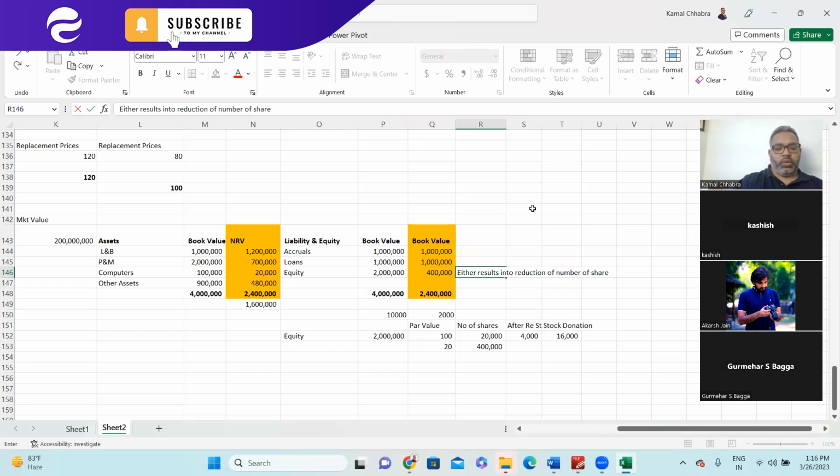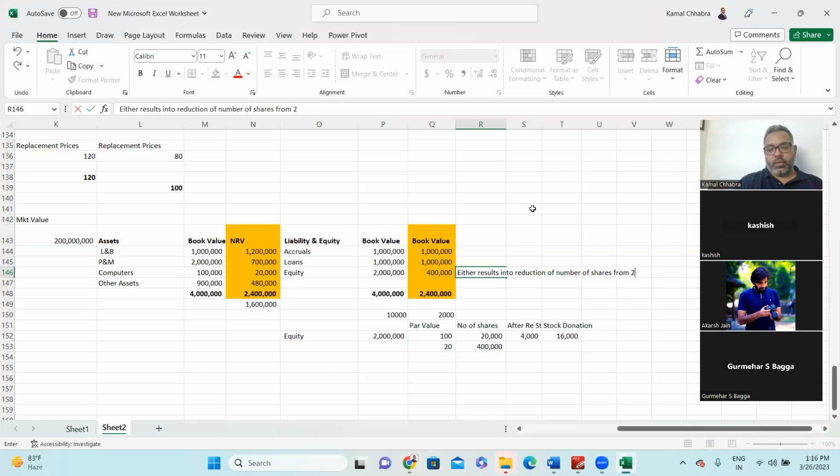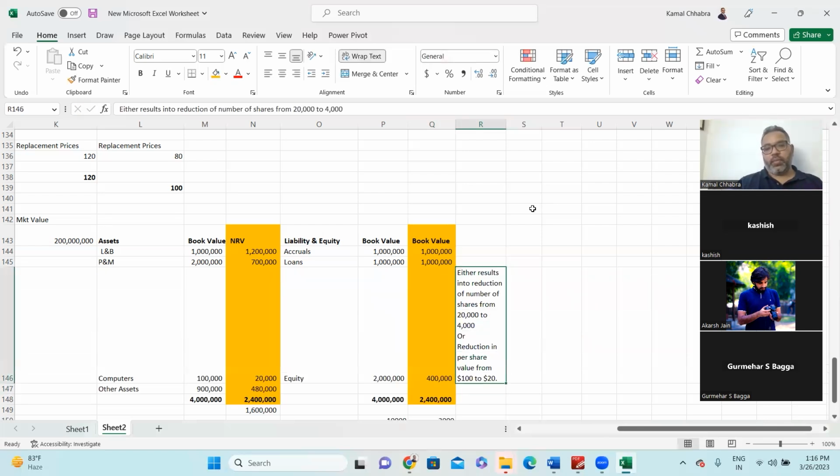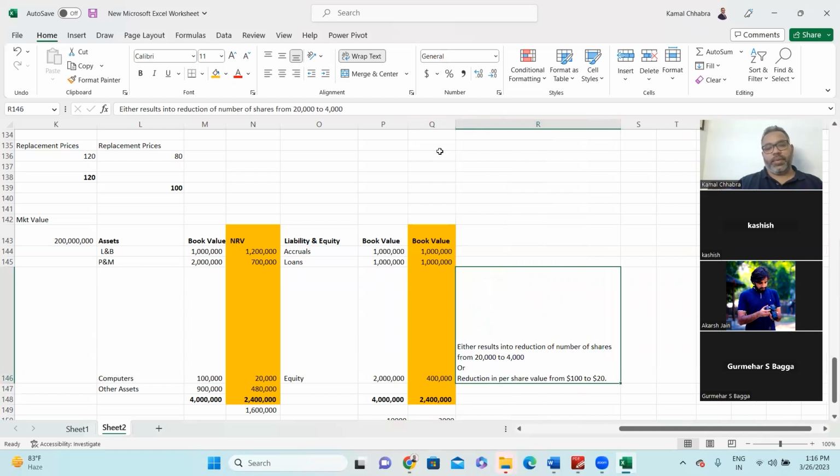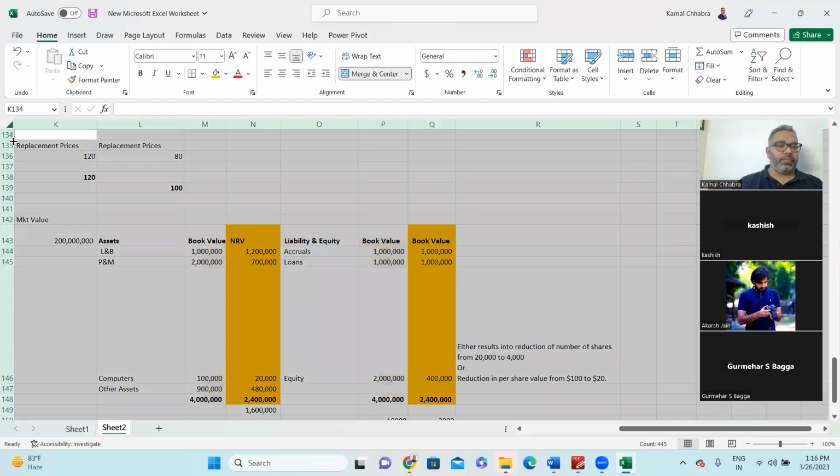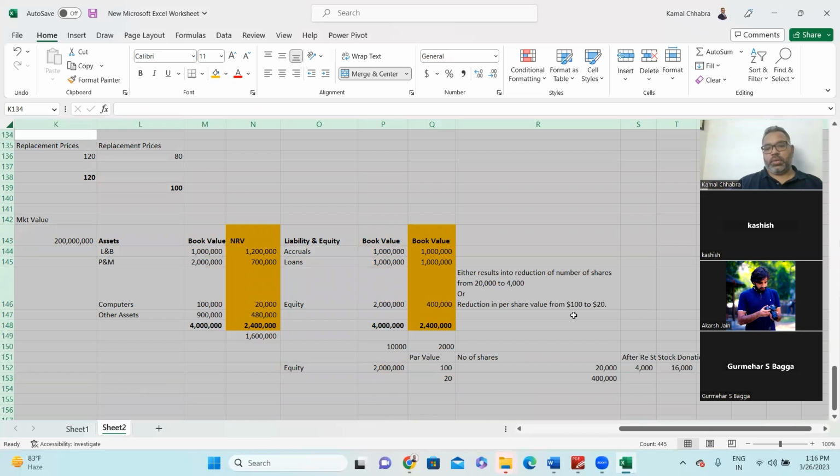So this reduction will either be in the number of shares from 20,000 to 4,000, or a reduction in amount and per share value from $100 to $20. Then only this amount will arrive, right? This is what it means.